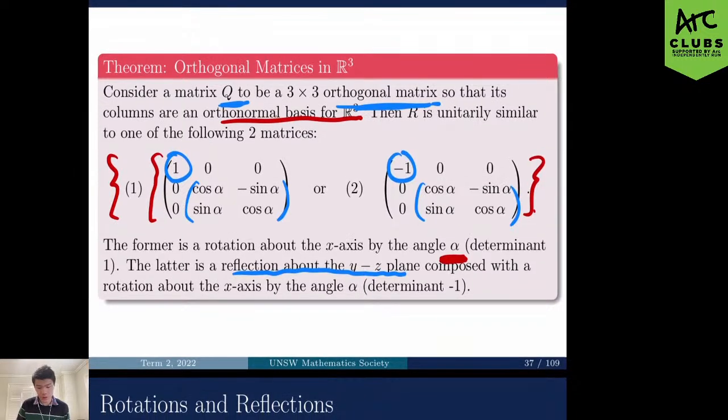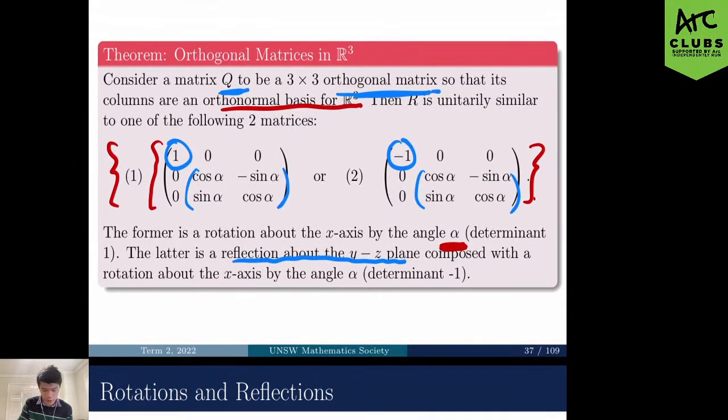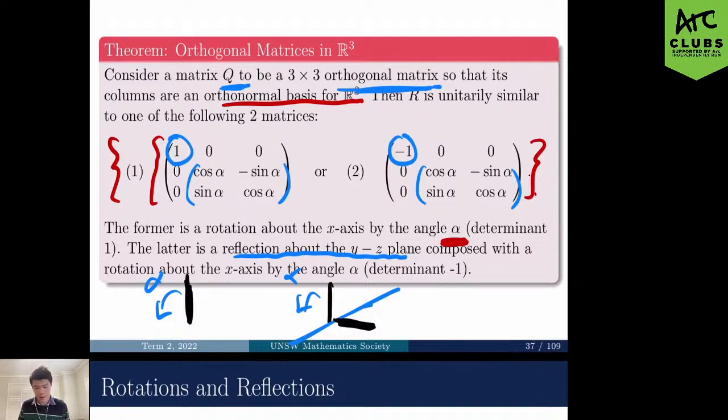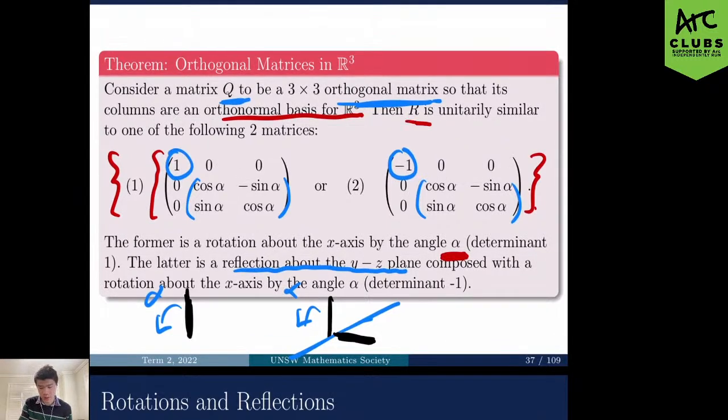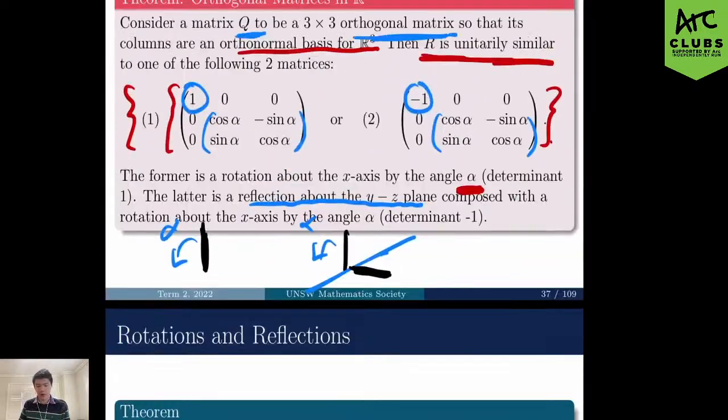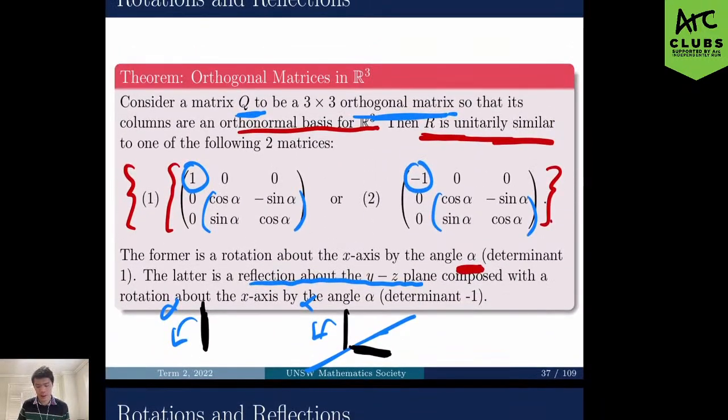Okay, so we're running short on time, but basically in the first case, you just rotate by α. In the second one, you rotate by α, and then you reflect about an axis. Okay, so those are our two types of orthogonal matrices. So R will be similar to one of these matrices. But the question is, how can we work out which of these matrices it is, and also how can we work out what α is?